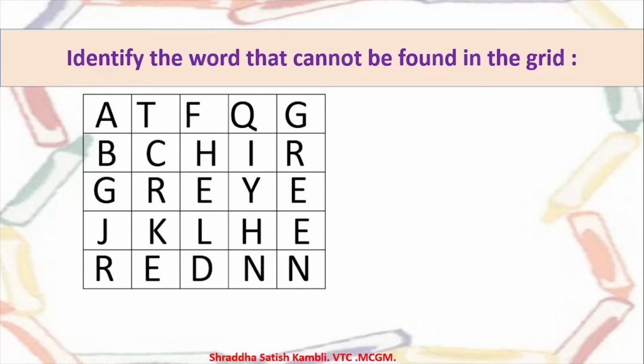Moving on, let's go to the next question in this pattern, next example. So you have again a grid where you have a different set of letters now. So for example, here we had ATFQG, here you have something else, and look at the words that you have to locate. So GREN, green, GREY, gray, RED, red, BLUE, blue.